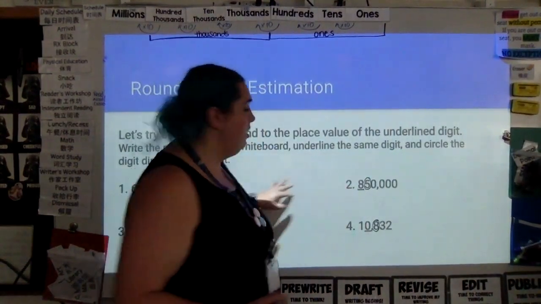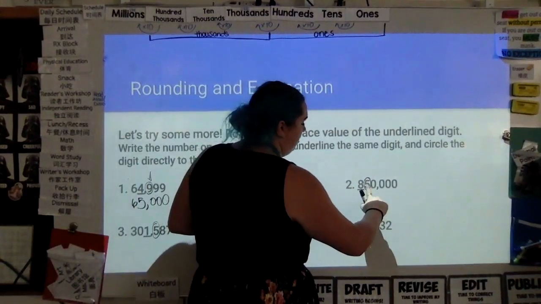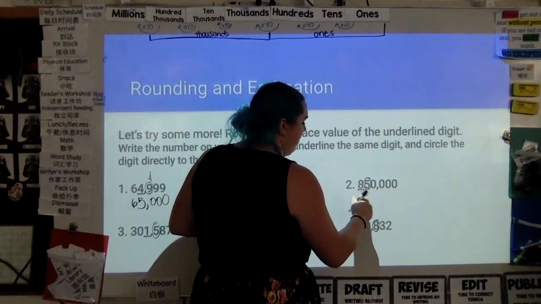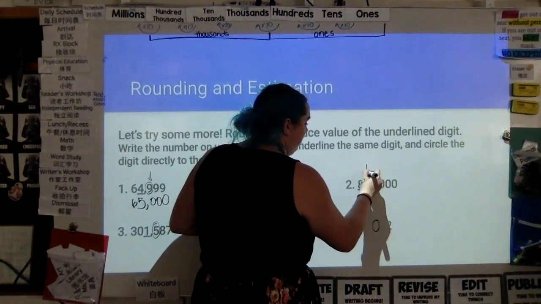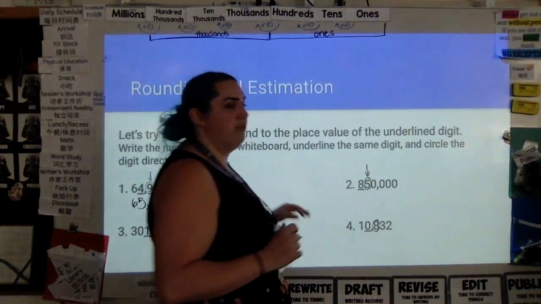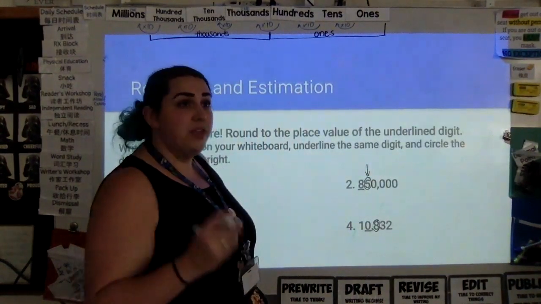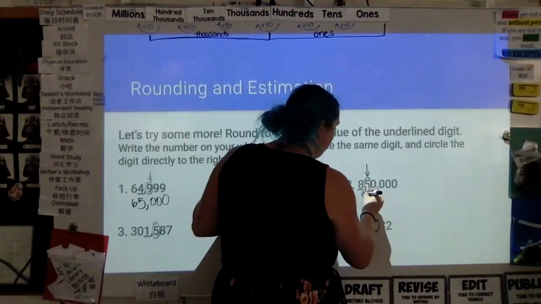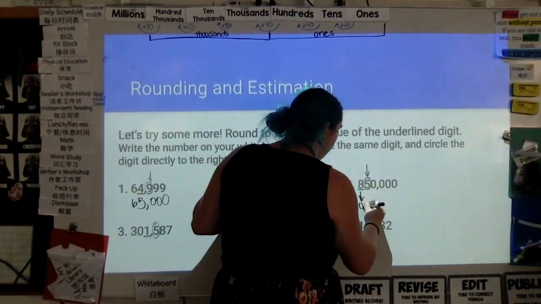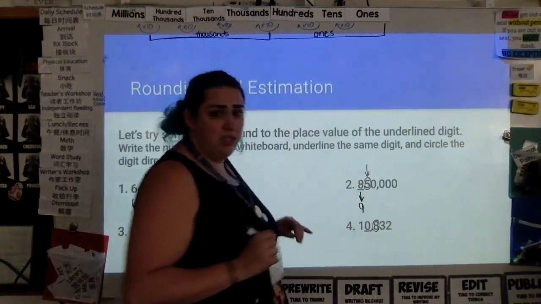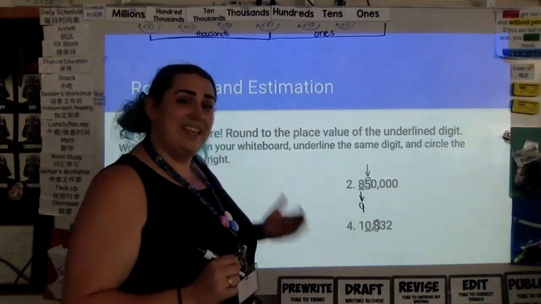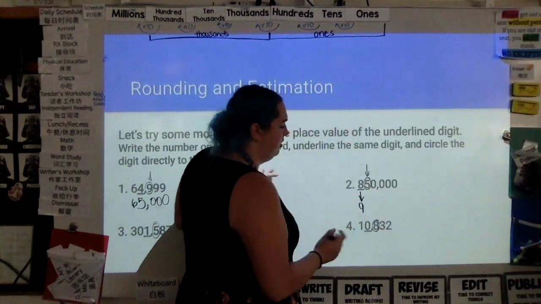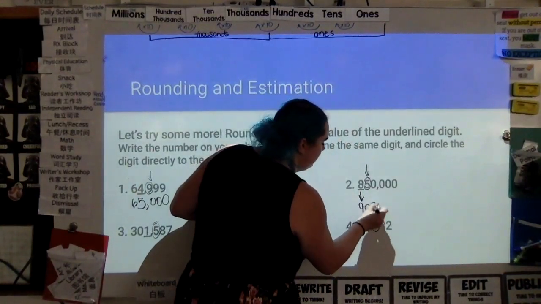We got another one. We got 850,000. 8 is what we are rounding to. 5 is going to tell us if we round up or down. 5 is 5 or greater, so we're going to round up. So this 8 is going to turn into a 9. And then everything to the right is going to become a 0.